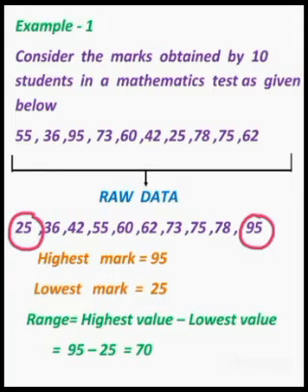Now the difference between the highest and lowest mark in the data we call the range of the data. So range of the data is highest value minus lowest value. What is the highest value here? 95, minus the lowest mark, which we got as 25. So 95 minus 25 is how much, children? 70. So the range of the data is 70.